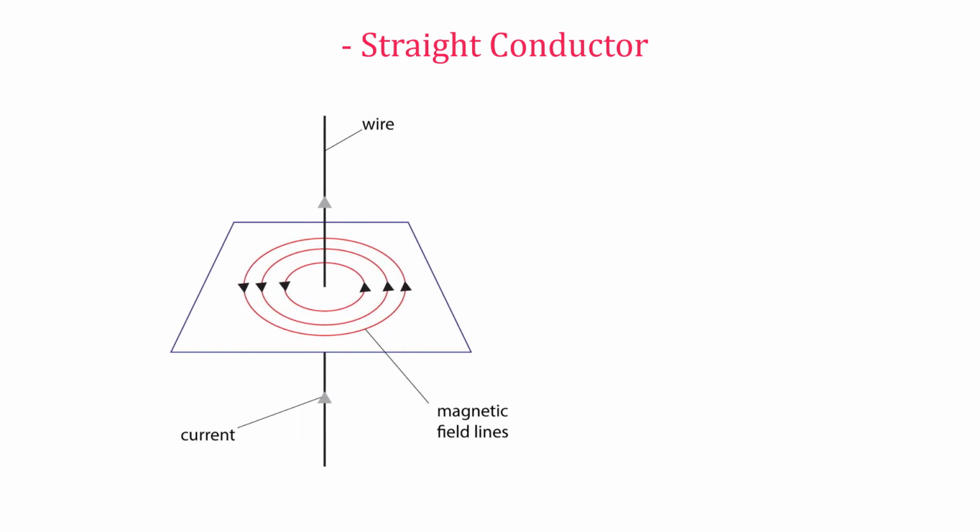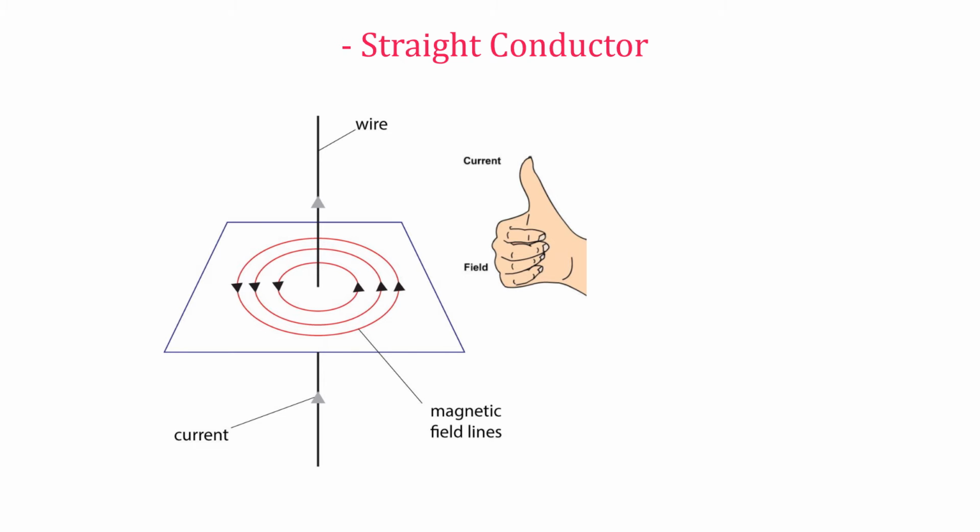The rule states, grip the wire with your right hand so that the thumb points in the direction of the current. Your fingers will point in the direction of the field. So please take note that it's the right hand that is used, not the left hand. Using the left hand will give you an error in the direction of the field. Changing the direction of the current will change the direction of the magnetic field.